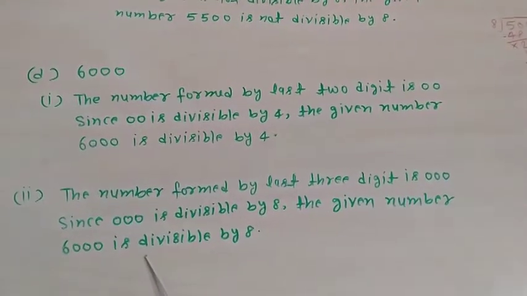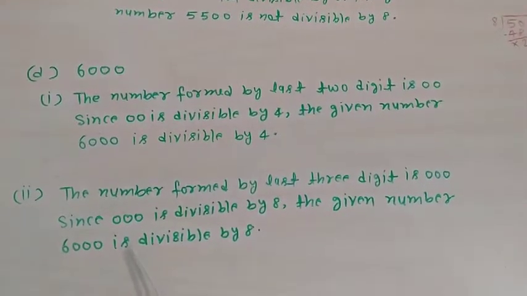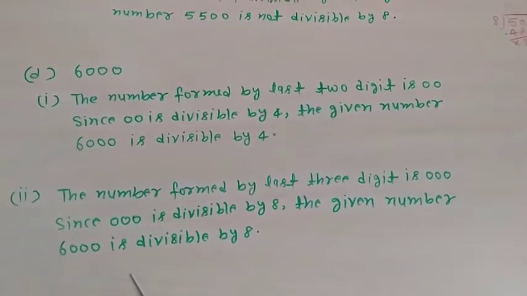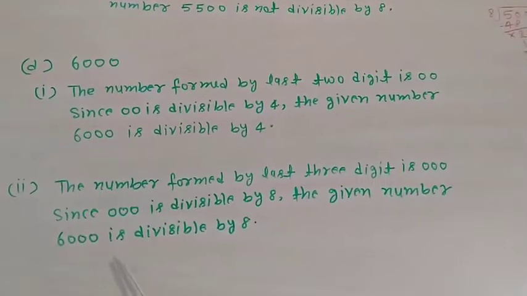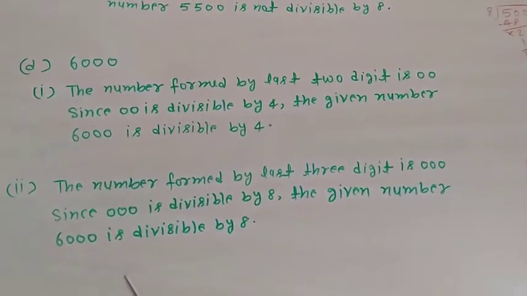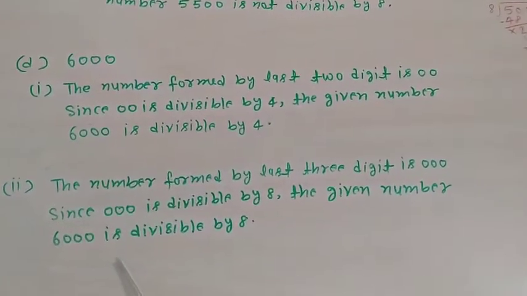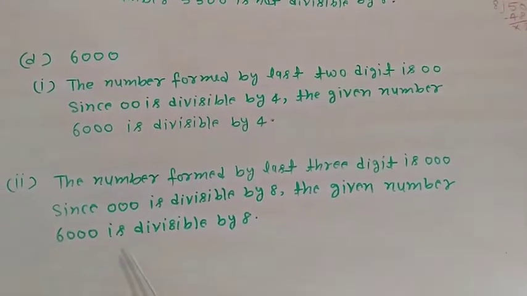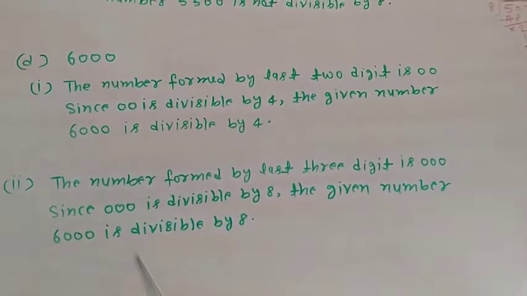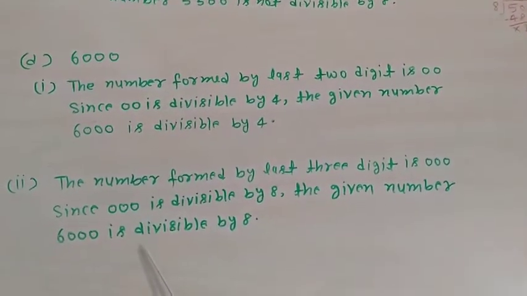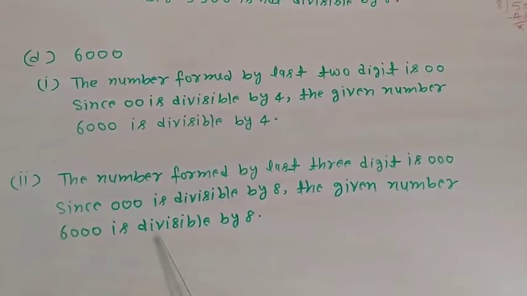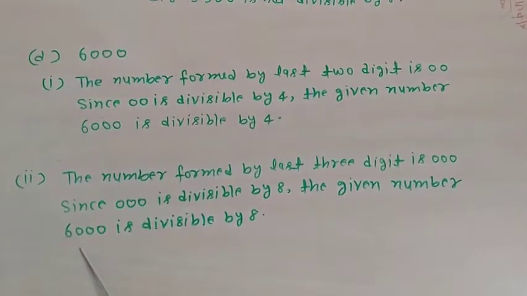You can take many examples. If a given number has last 3 digits 0, then you can say this number is divisible by 8. And if a given number has last two digits 0, meaning the ones place digit and tens place digit are 0, then that number is divisible by 4. And if a number has hundreds place digit 0, tens place digit 0 and ones place digit 0, then that number is also divisible by 8.